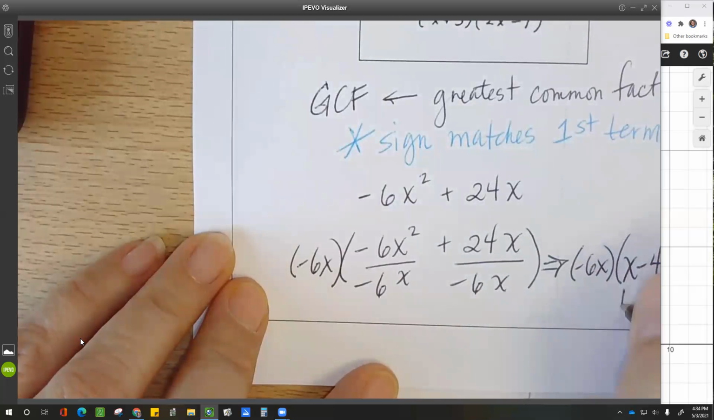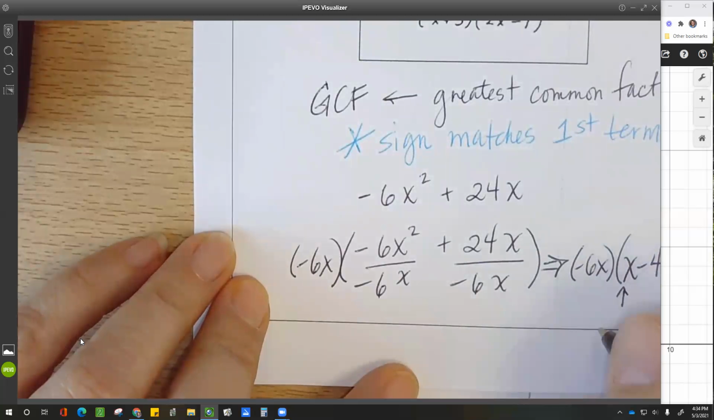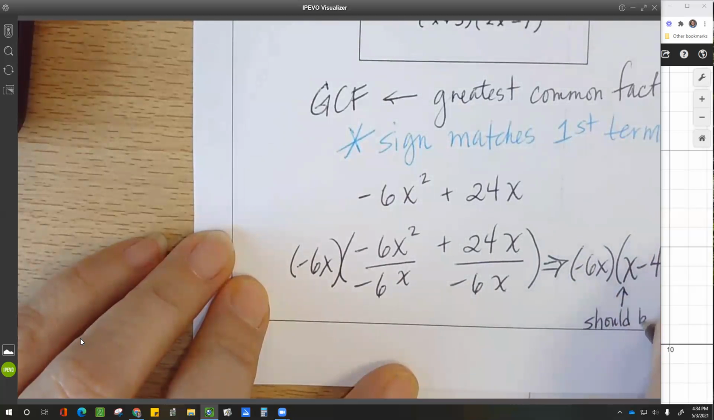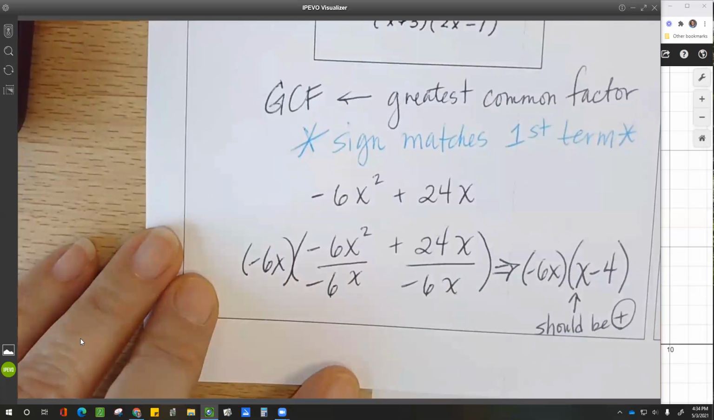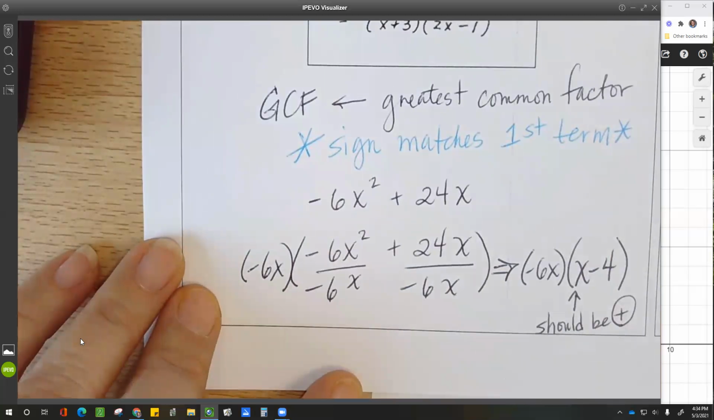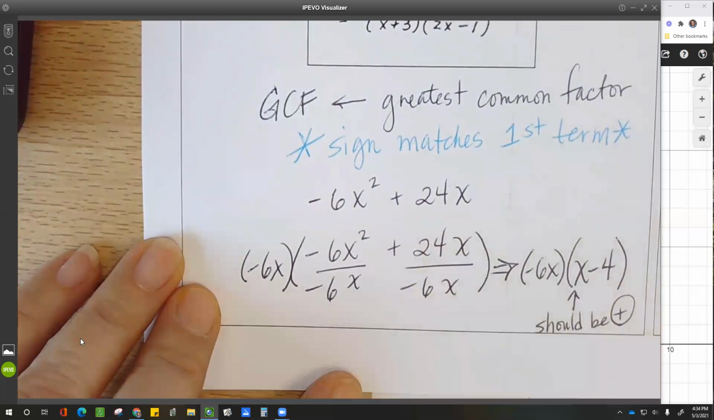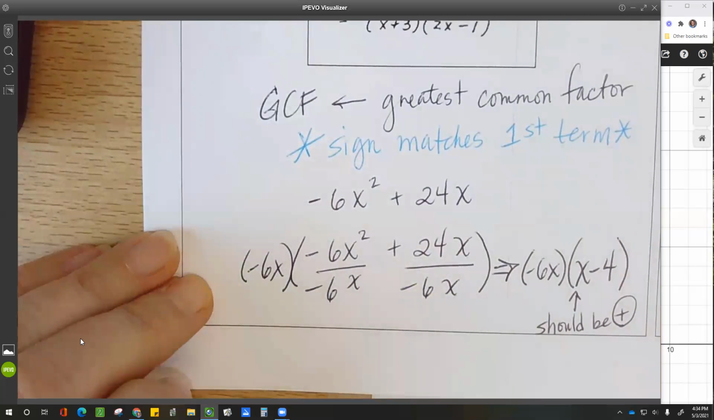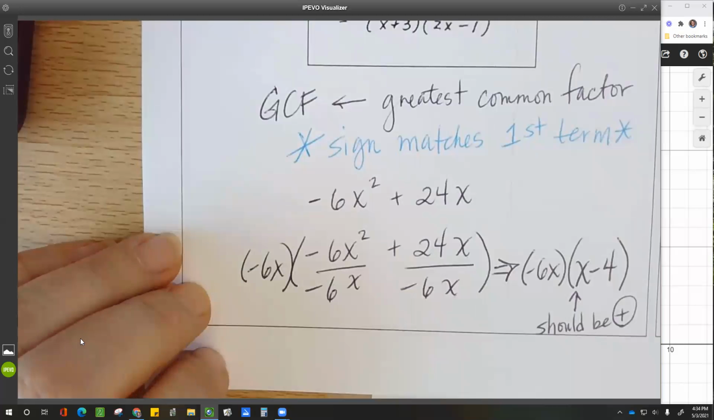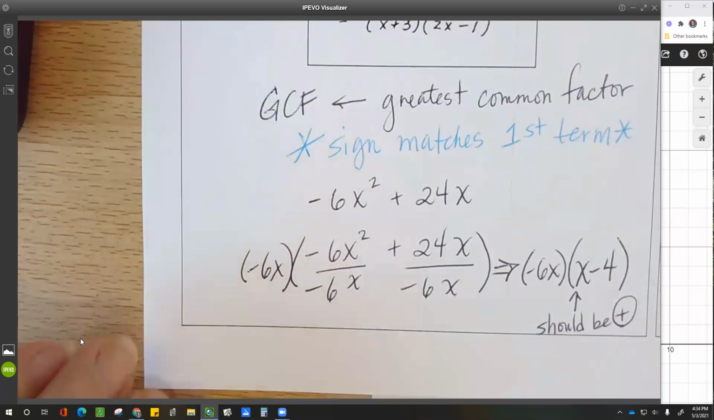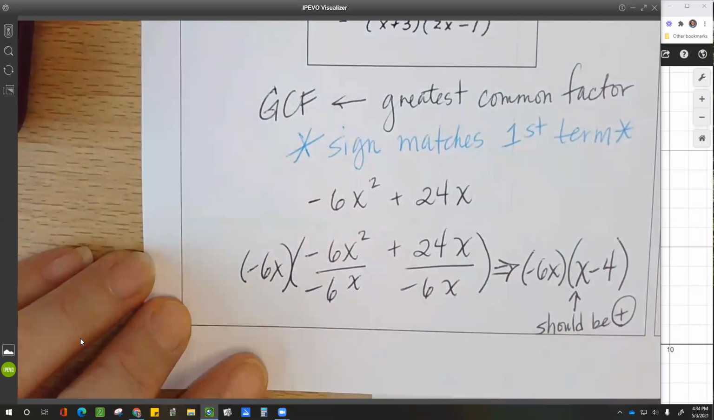This first term, when it's fully factored, should always be positive. Oh, sorry, ran out of room there. And I should be able to distribute this back in and go back to the original expression. So I just want to make sure that that gets addressed for greatest common factor before we get started.